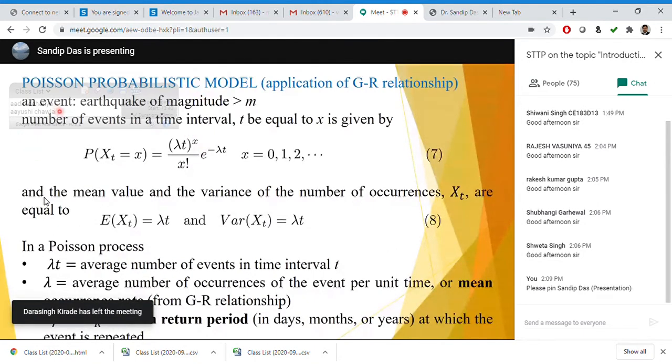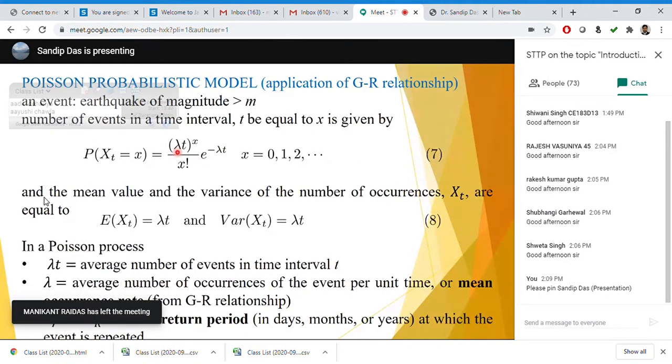Here, what we understand by an event is any earthquake of magnitude greater than m. Then it says that the number of events in a time interval t is equal to x. Given a time interval, let's say you are talking about 50 years, if I ask you what is the probability that within 50 years there will be just 20 earthquakes having magnitude greater than m, that answer you will get from equation 7. It says that the probability that your number of events will be exactly equal to x in a time duration of small t is given by this equation. This is nothing but the Poisson distribution model.